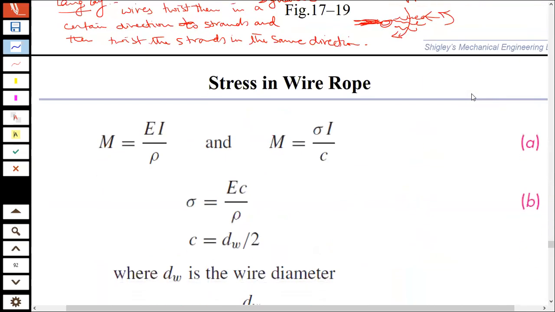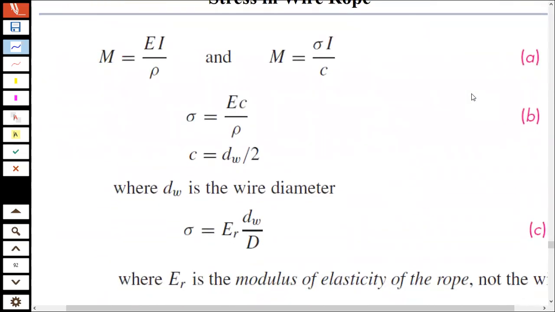Now, if we look, what are the stresses that we can have in a rope? Generally a rope would go, let's just think about this, a rope that goes around a shoe, a drum or a sheave. Okay.